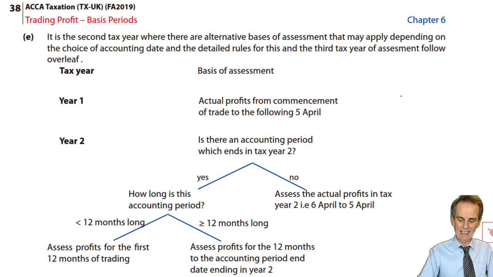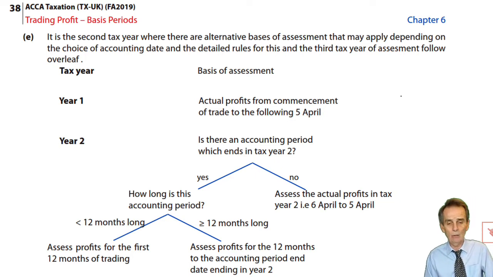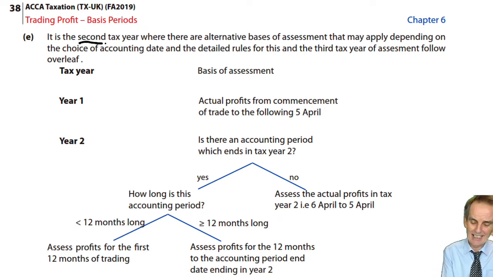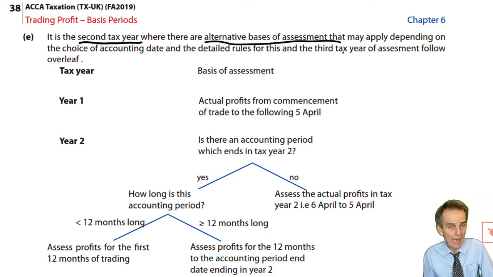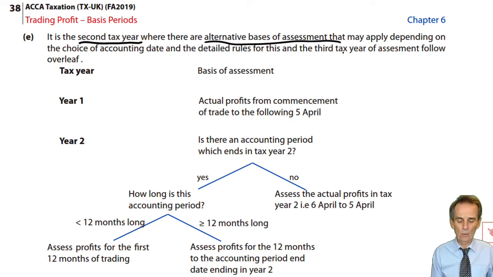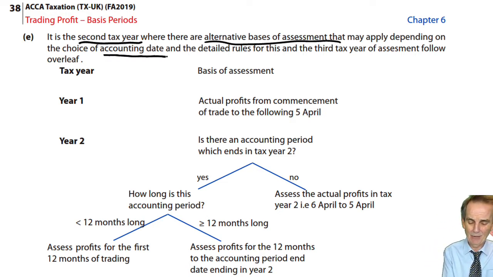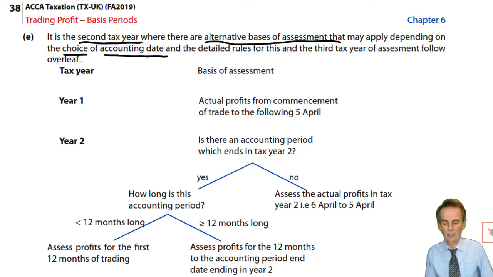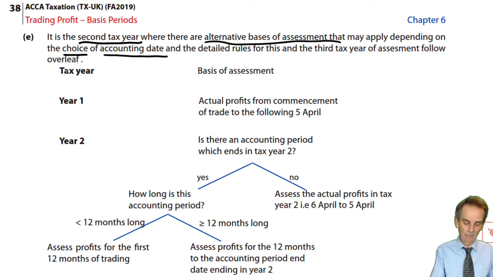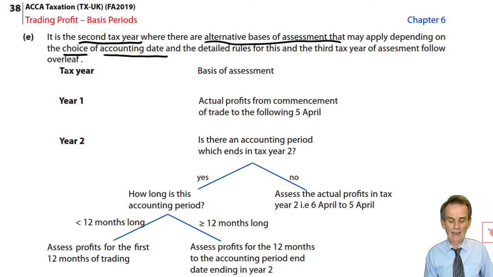But it's then the second tax year when problems start to arise. And as I've said to you, it will take time and it will take practice on your part to get to grips with this. Because in the second tax year, there are various alternative bases of assessment that may apply, which again, as I said to you a moment ago, will be based on what accounting date did you choose, and the detailed rules for this and the third year of assessment follow on now.